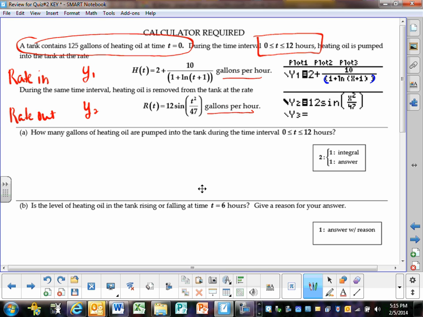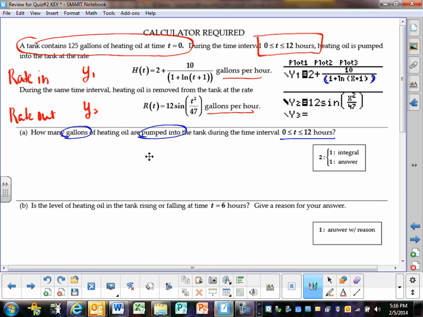Okay, now, how many gallons of oil are pumped in? So you need gallons, not gallons per hour. So substituting into the equation is not going to give you the right answer because that's gallons per hour. We only want what's pumped in during this interval. That means we are absolutely not including the initial 8, and we're only doing the rate in, not the rate out. So I need to write the integral.